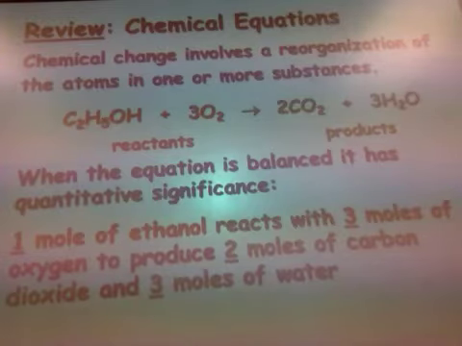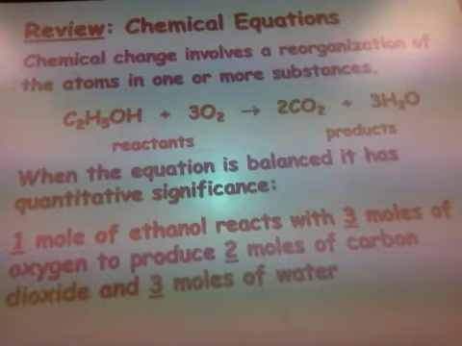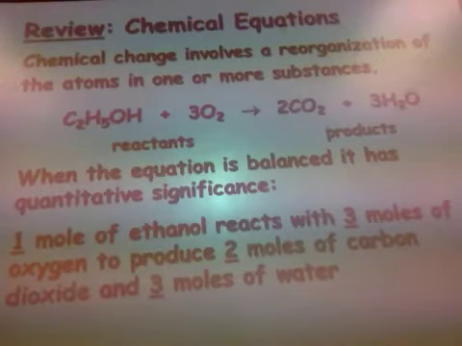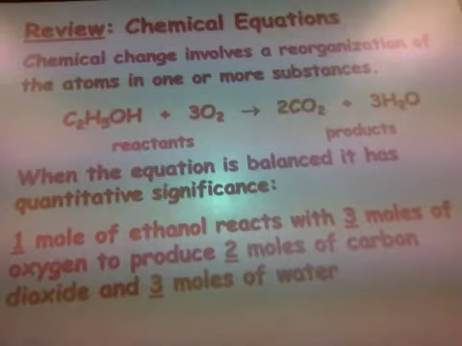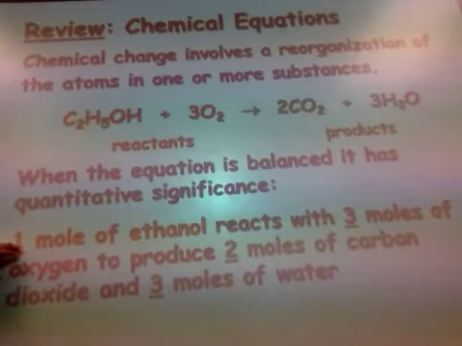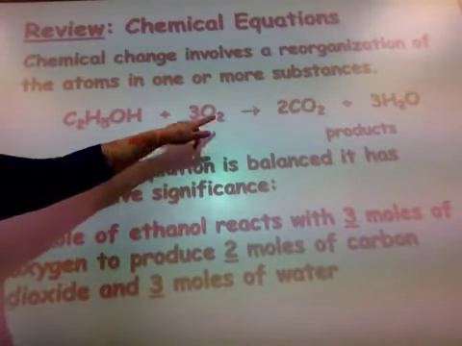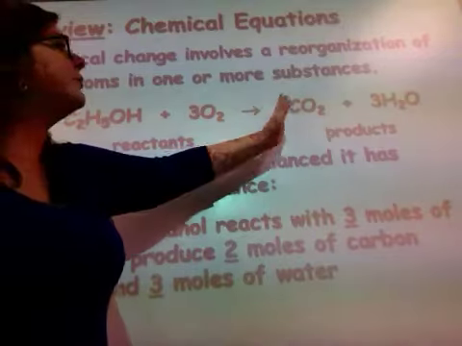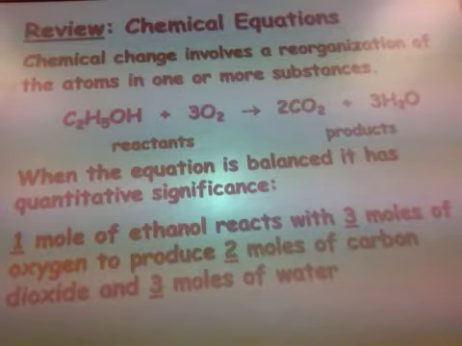When the equation is balanced, it has some type of quantitative significance. Remember, we use the word quantitative to represent what? Quantities or numbers. So a quantitative significance is just telling me that I have 1 mole of ethanol, C2H5OH. 1 mole of ethanol reacts with 3 moles of oxygen. Well, I have a 3O2 here. So these coefficients out in front are now something that we are going to use as mole ratios.